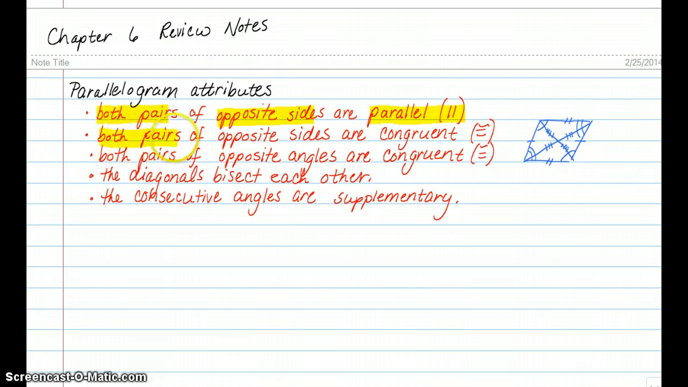Both pairs of opposite sides are congruent. There's the symbolic for congruent. Both pairs of opposite angles are congruent. Again, symbolic for congruent. The diagonals also bisect each other, and consecutive angles are supplementary. And supplementary means that the 2 angles, when added together, will equal 180 degrees.